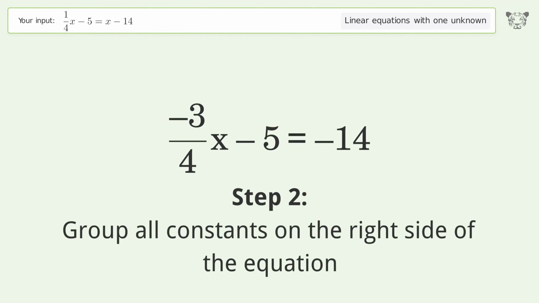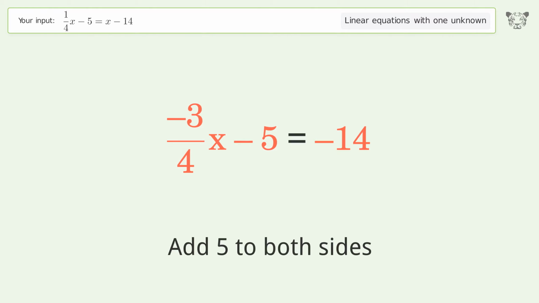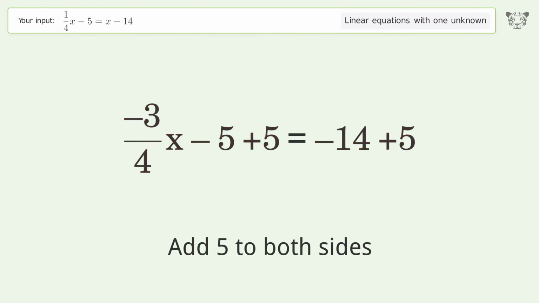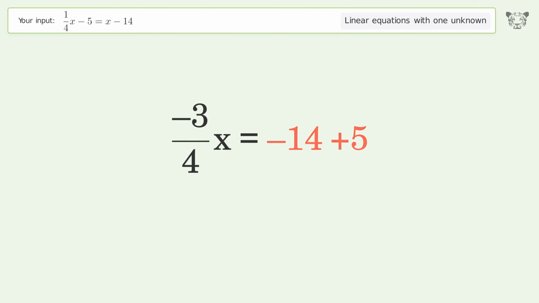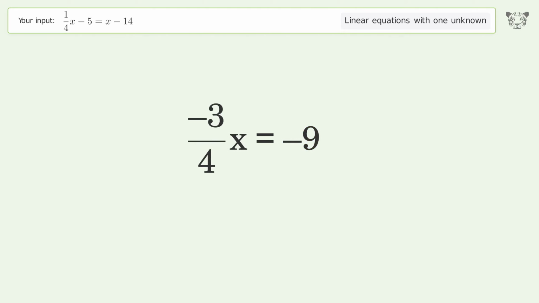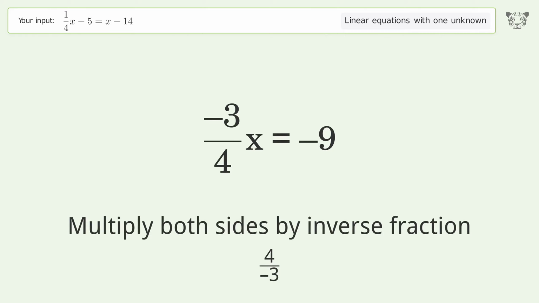Group all constants on the right side of the equation. Add 5 to both sides. Simplify the arithmetic. Isolate the x. Multiply both sides by the inverse fraction 4 over -3.